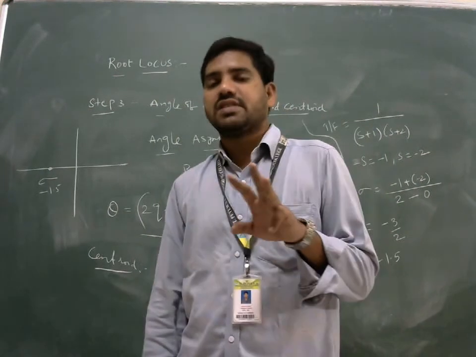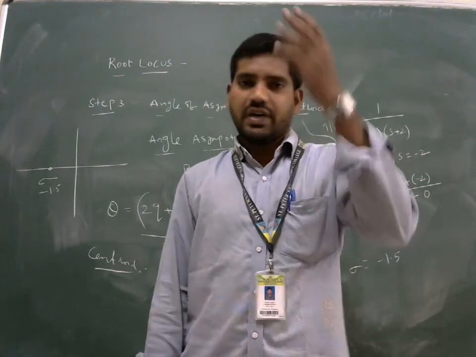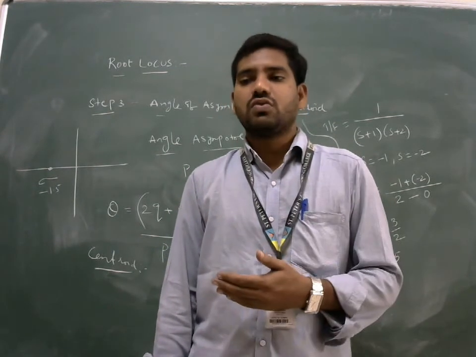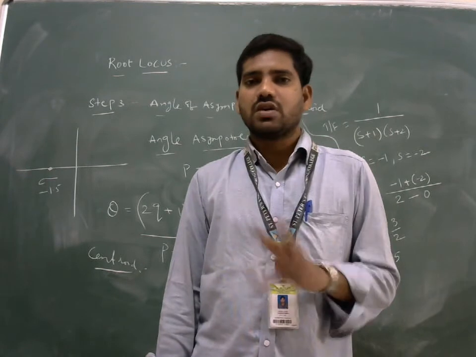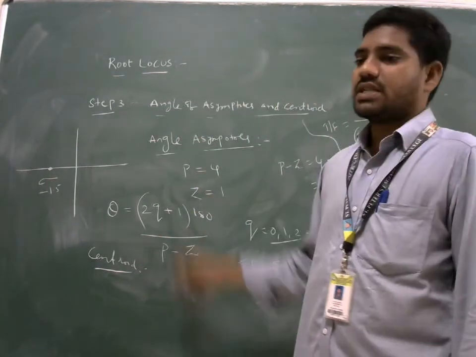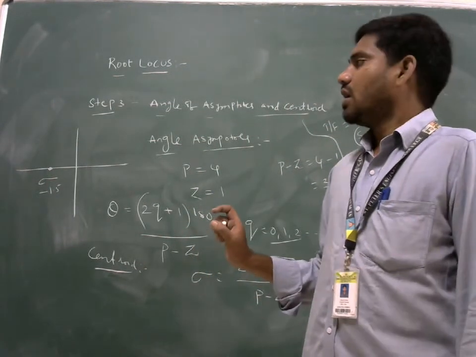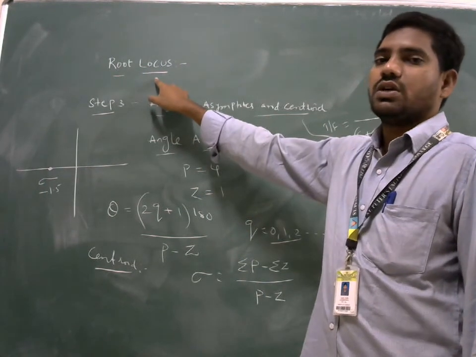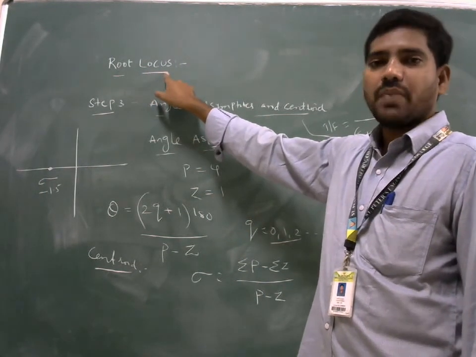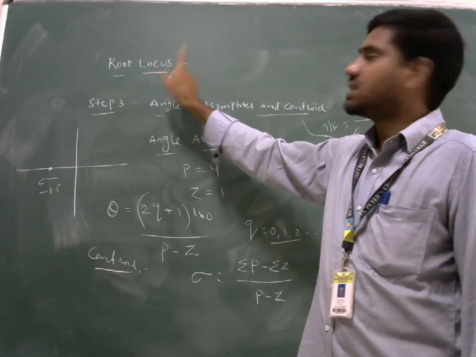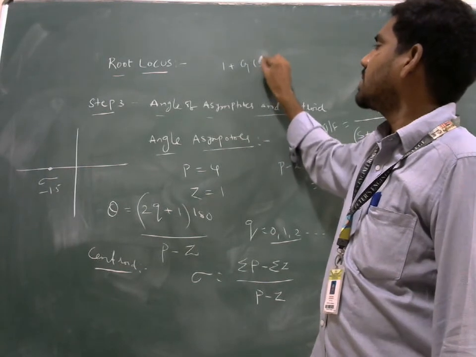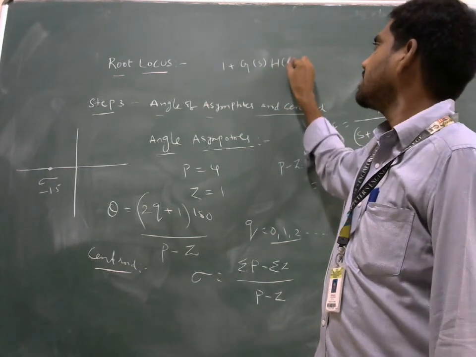There are different steps we need to know. If and only if we know all the rules of the root locus can we go for a root locus problem. Without knowing these steps, we are not able to proceed. The first thing we have to know is what a root locus is. Root locus is the path of the roots of the characteristic equation. Don't forget the characteristic equation: 1 plus G(s) H(s) is equal to 0.